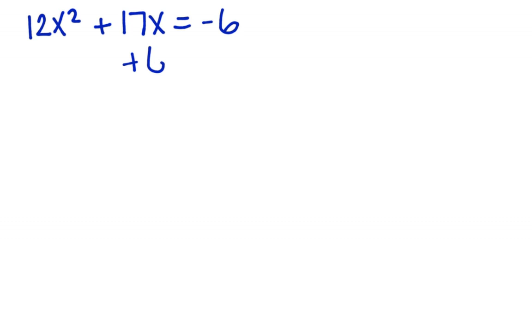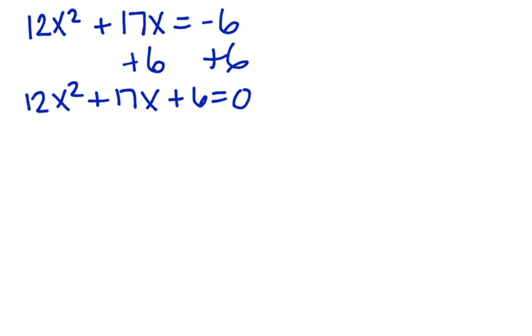Now, it's not always started equal to 0. Maybe I might have something like this: 12x squared plus 17x is equal to negative 6. I've got to get it equal to 0 first, so we're going to add 6 to each side. Now, when we do that, we want to make sure we write our problem in standard form, which you can see me doing on the screen.